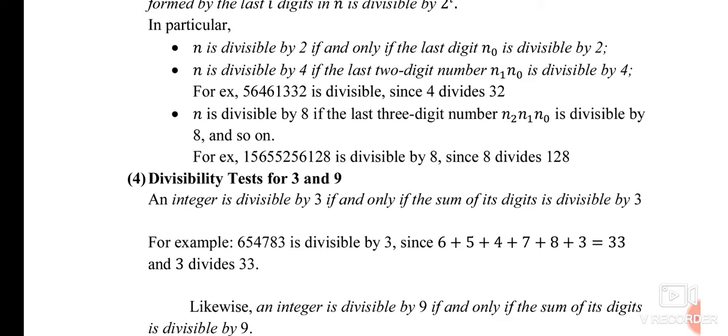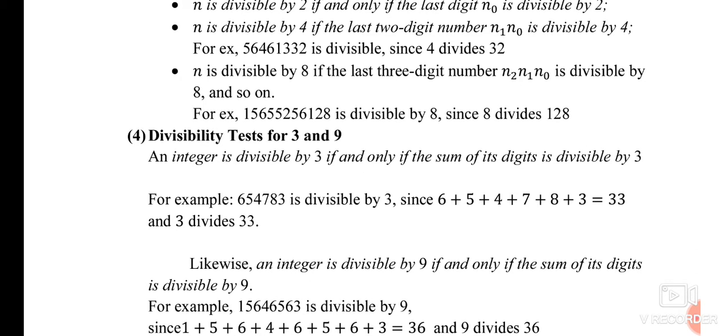n is divisible by 2 cubed, that is 8, if the last 3-digit number n_2 n_1 n_0 is divisible by 8, and so on. For example, consider this large number. Here the last 3 digits are 128. 8 divides 128, so 8 divides this number.